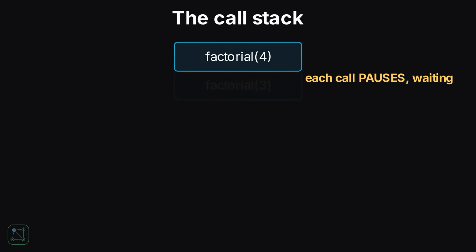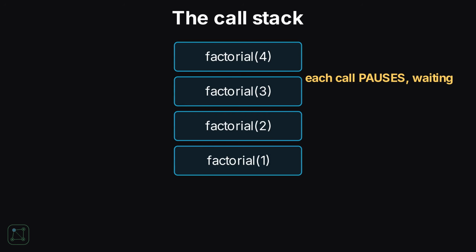Here's the key idea everyone misses. When 4 factorial calls 3 factorial, it doesn't finish, it pauses, frozen, waiting for the answer. That paused call gets stacked on top of a pile the computer keeps, the call stack. 3 factorial then calls 2 factorial and pauses. 2 calls 1. Watch the stack grow: 4 waiting on 3, waiting on 2, waiting on 1. Each frame remembers exactly where to come back to.